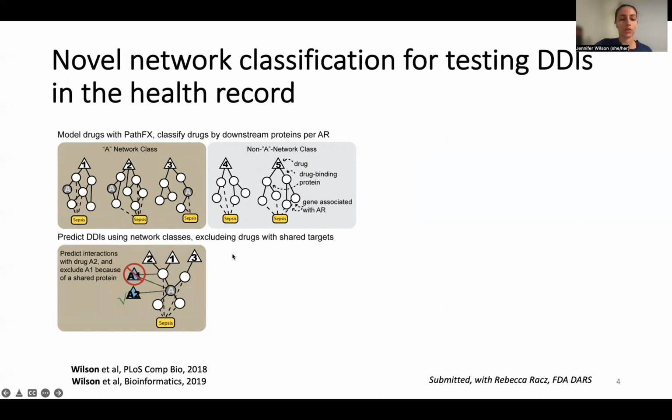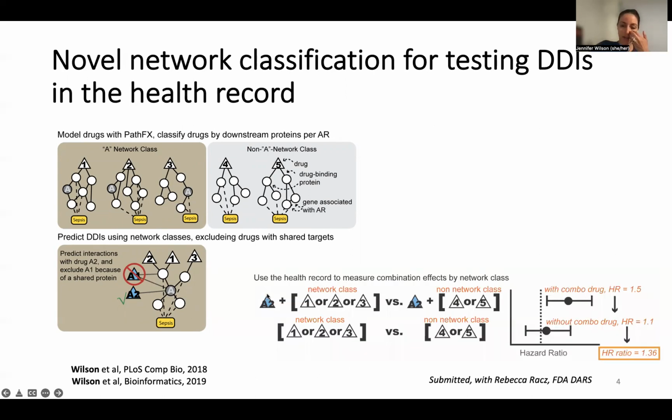Using these network classifications, we made predictions using the blue triangles in the bottom left. What you can see is that we kept drug A2 because it bound protein A, but shared no other targets with drugs 1, 2, or 3. Drug A1 was eliminated because although it bound downstream protein A, it also shared a target with some of the drugs in the class.